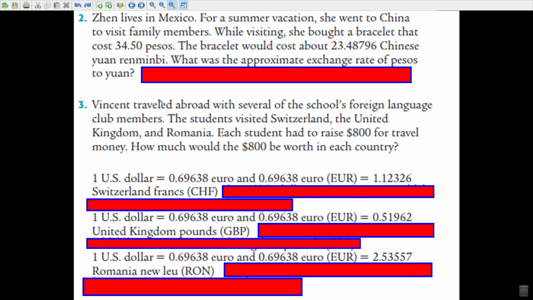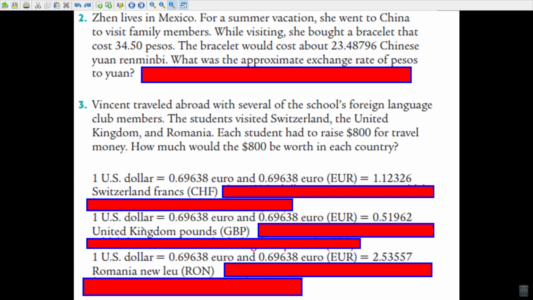Question 3. Vincent traveled abroad with several of the school's foreign language club members. The students visited Switzerland, the United Kingdom, and Romania. Each student had to raise $800 for travel money. How much would $800 be worth in each country? And they break it down for you. 1 US dollar equals 0.69638 euro, and 0.69638 euro equals 1.12326 Swiss francs.